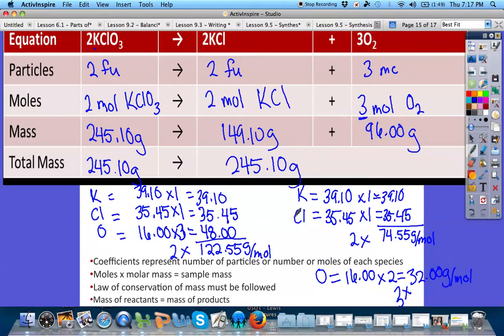245.10 grams. This is showing the law of conservation of mass that says that matter cannot be created nor destroyed. So because we've balanced our chemical equation, we found the mass of each compound, the molar mass, then we multiplied by the number of moles that comes from our chemical equation, the total mass of the reactants should always equal the total mass of the products.